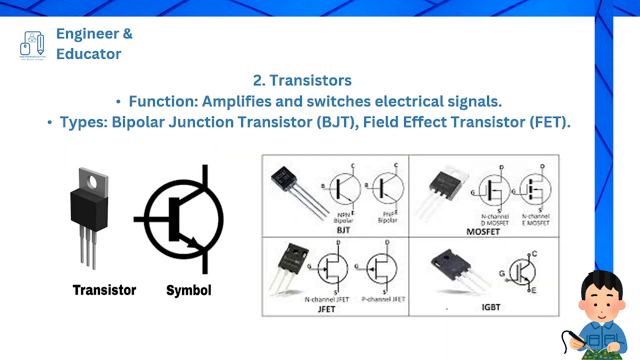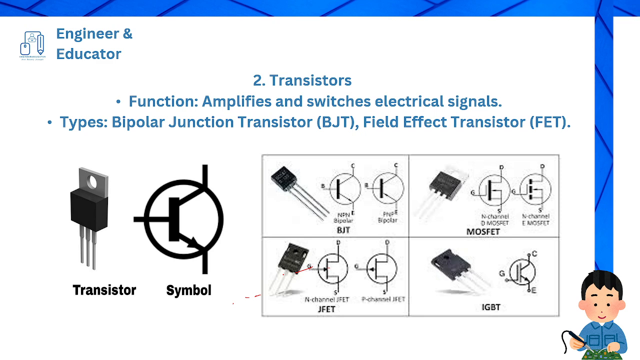Another active device is the transistor. What is the function of a transistor? In most electric circuits, a transistor is used as a switch. Transistors are mostly used as switches in electrical circuits, and their function is also to amplify. They act either as an amplifier or as a switch for electrical signals.